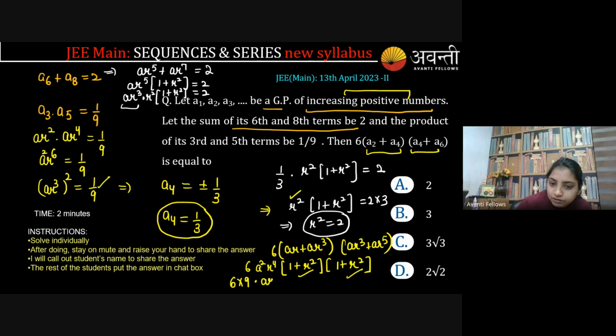Yes. AR cube into AR, right? AR cube is already known to you, 1 upon 3. So it must be equals to 6 into 9 into 1 upon 3. Then I am left with AR. It means 18 AR. Just I need to put A and R's value. Now can you calculate that?